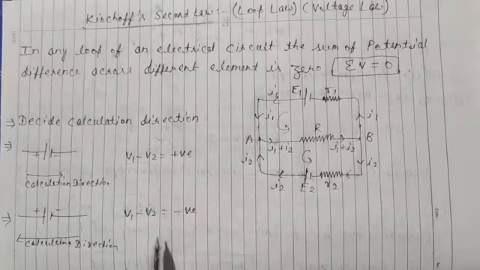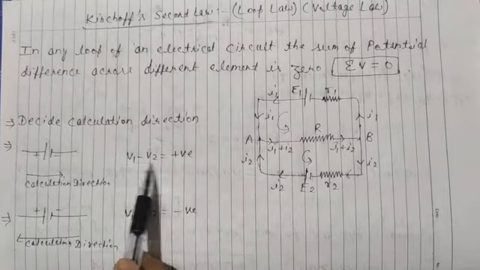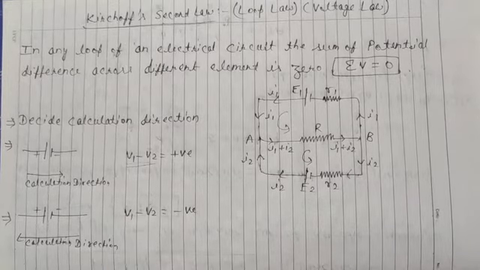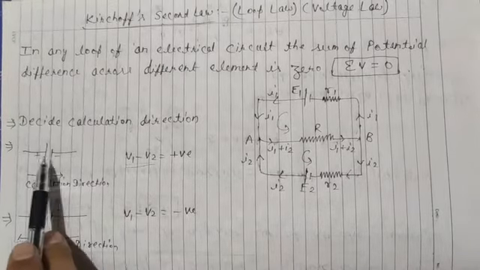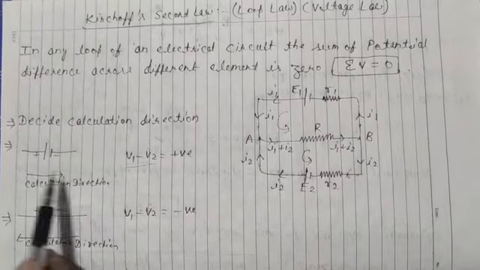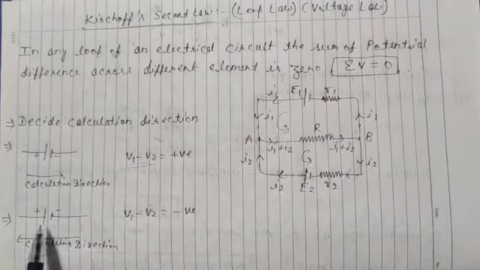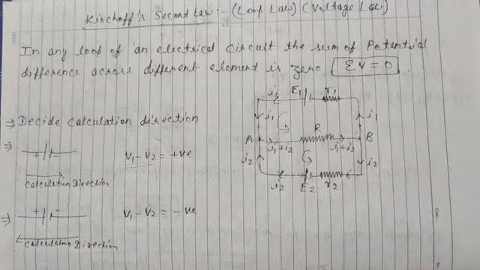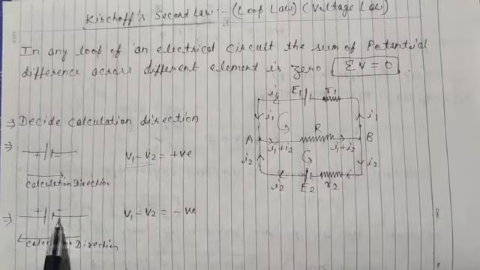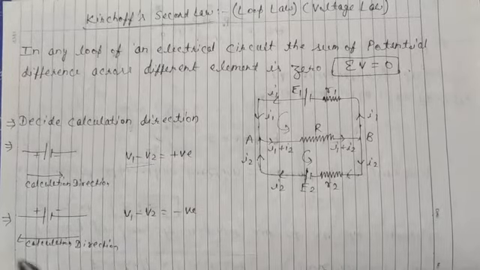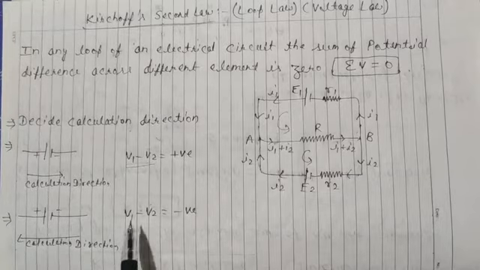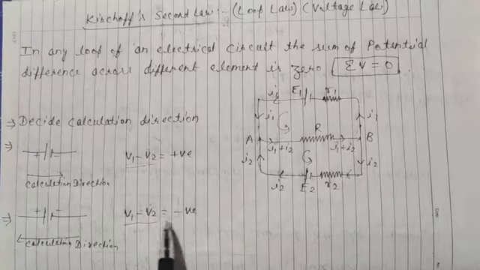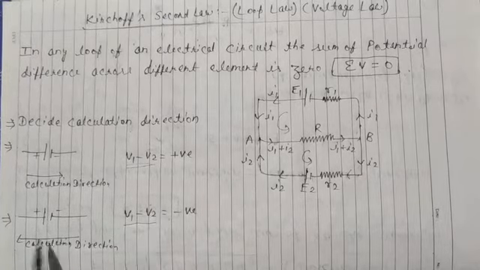Don't forget this, remember this rule. V2 minus V1, or V1 minus V2, means potential difference. The potential of a cell is always taken positive if our calculation direction is this way, and if the cell is the other way and the calculation direction is this way, then the potential difference is taken negative. In this case positive, in this case negative.